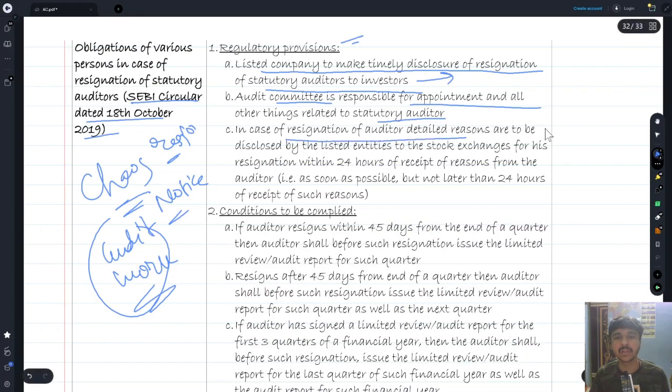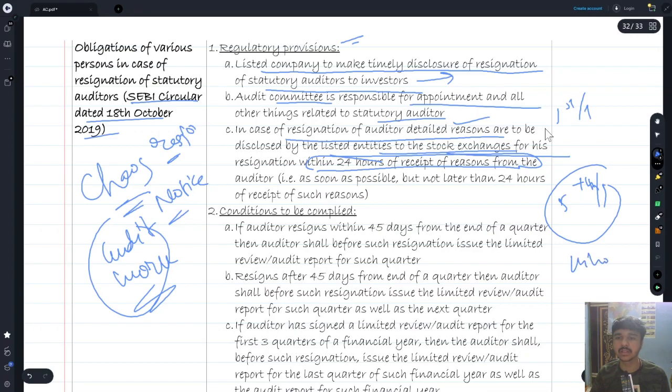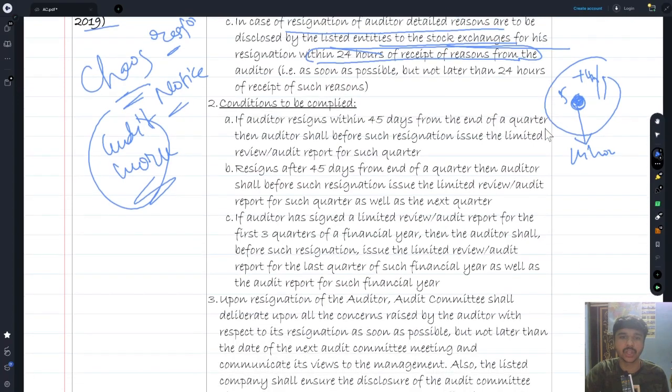Third thing, in case of resignation of the auditor, they have to give detailed reasons why they are resigning to the listed entities, and these listed entities will in turn tell this reason to the stock exchanges within 24 hours of receipt of this reason. Okay, so the auditor has resigned on 1st of Jan and told his reason on 5th of Jan. So within 24 hours from 5th of Jan, that is when the listed company received the reasons for the resignation, they will intimate them to the stock exchanges.